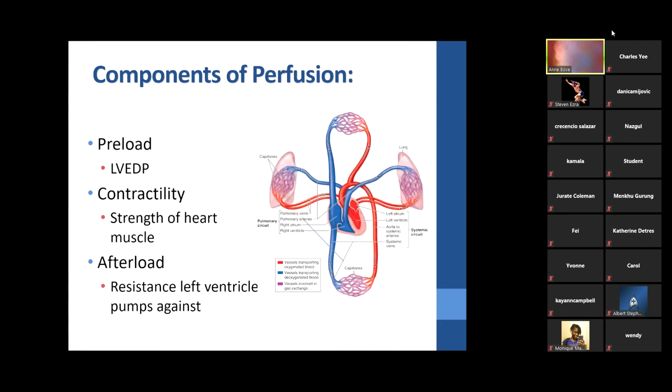When you're looking at hemodynamics and what we've just described, you're looking at three components of perfusion. The first one is preload, which is fluid volume, as I mentioned, which is also left ventricular end diastolic pressure. Remember Frank Starling's law, right? Then contractility, the strength of the muscle. And afterload is the resistance that the left ventricle must pump against. Okay.